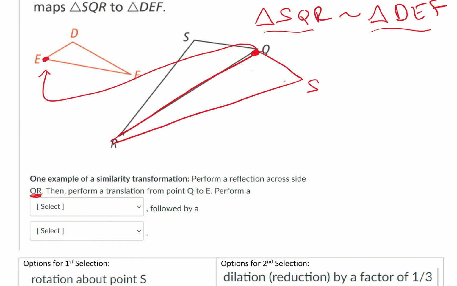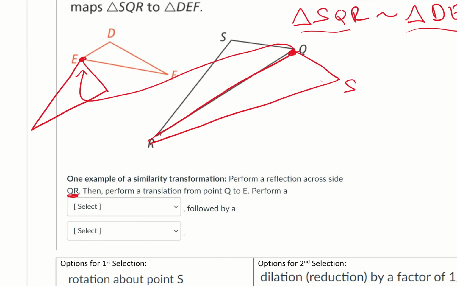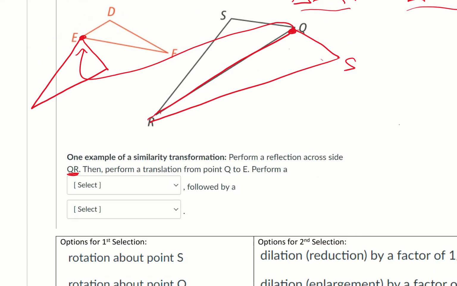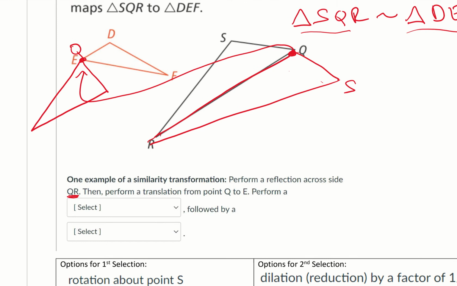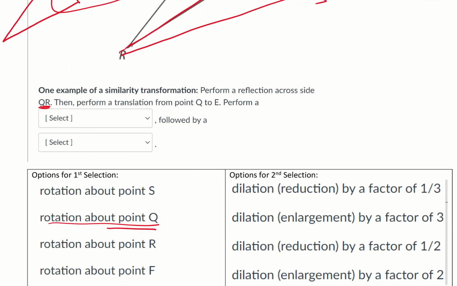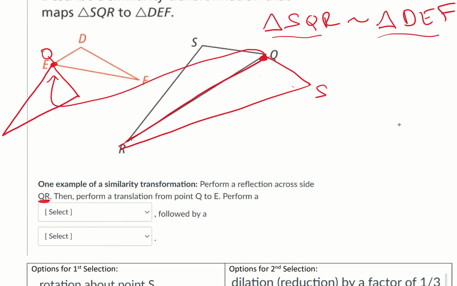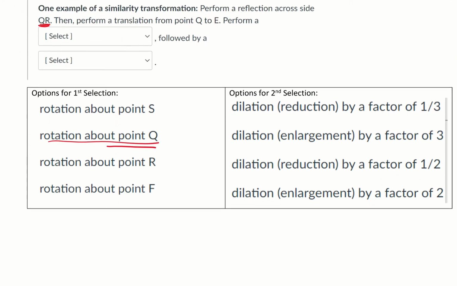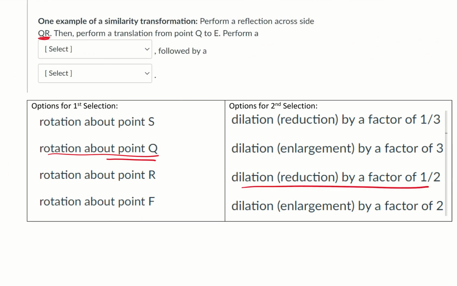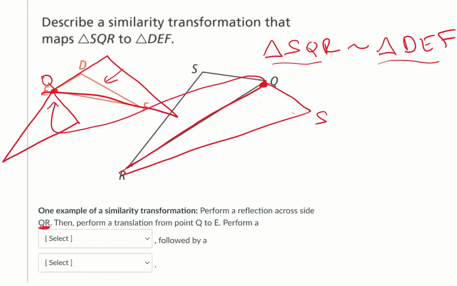And so we got something that kind of looks like that. Then for my first selection, we want to do a rotation about Q, because this is where Q is now. If we rotate about Q, that will get those to line up, and that's exactly what we want. Then for the second option, once we rotate so that they line up, we want to do a dilation to make it smaller. We want to do a reduction by a factor of a half. Okay, so those are my transformations to get those to line up.